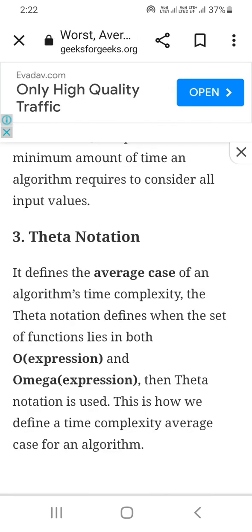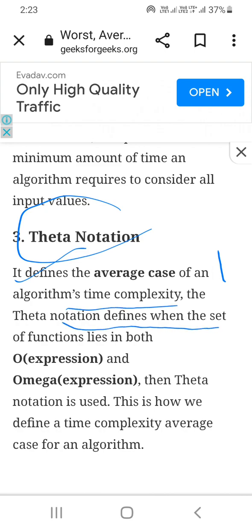Now let's talk about theta notation. Theta notation defines the average case of an algorithm's time complexity. The theta notation is used when the set of functions lies in both the big O expression and the omega expression. This is how the average case time complexity for an algorithm is defined.